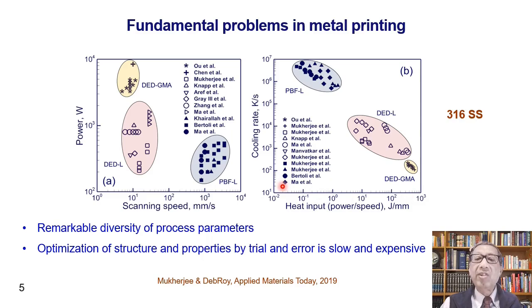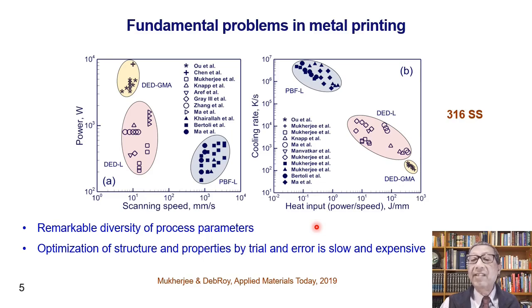But the most remarkable variation is in the cooling rate. It's from less than 100 Kelvin per second to about 10 million Kelvin per second. And because the cooling rate affects microstructure and properties, the variation in microstructure and properties would be astounding.